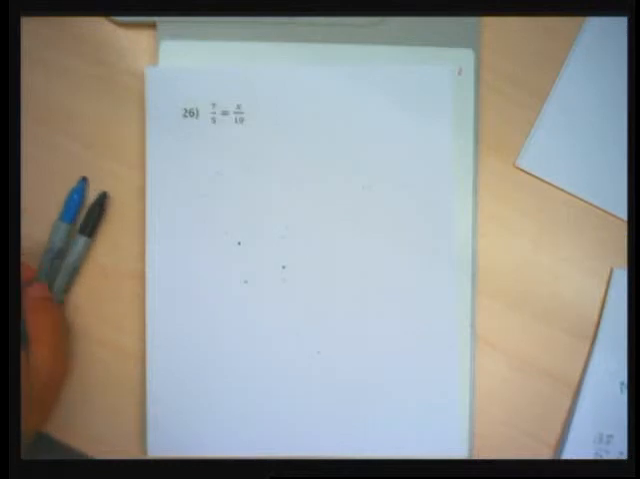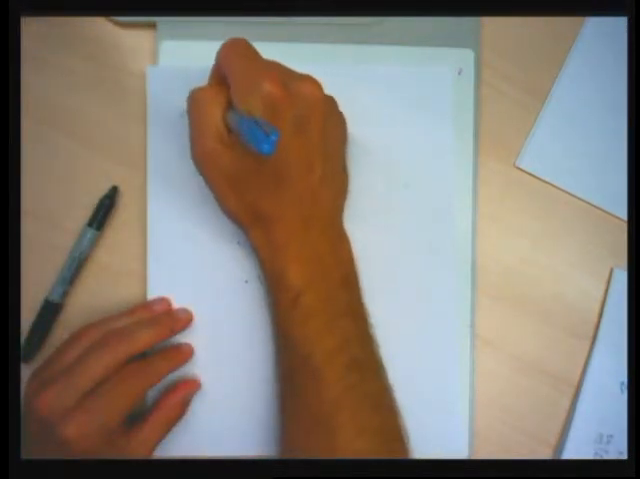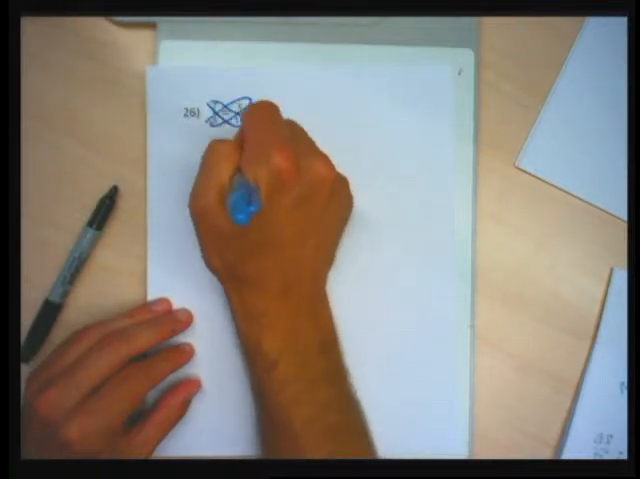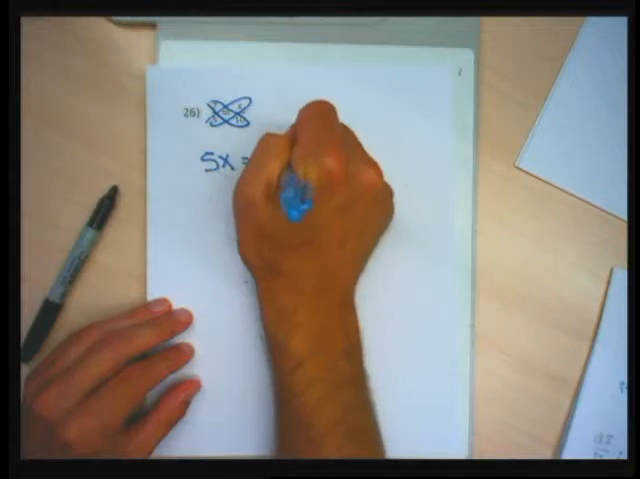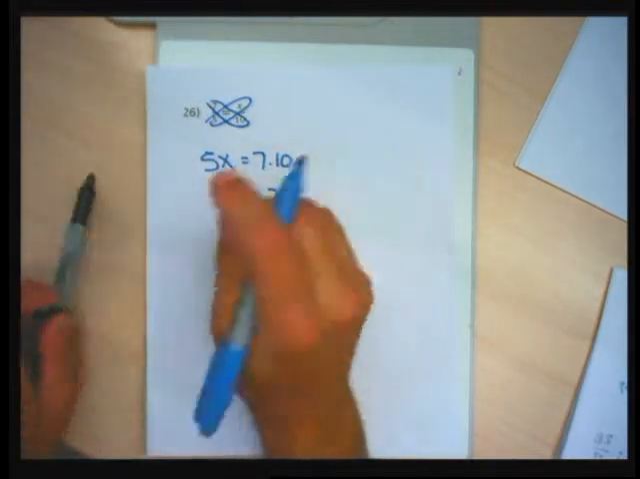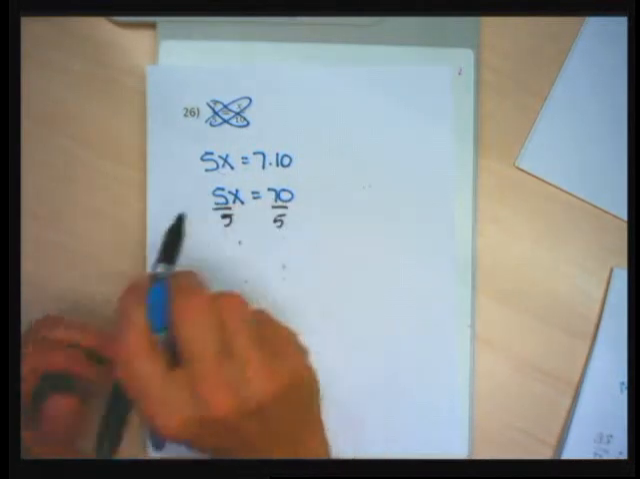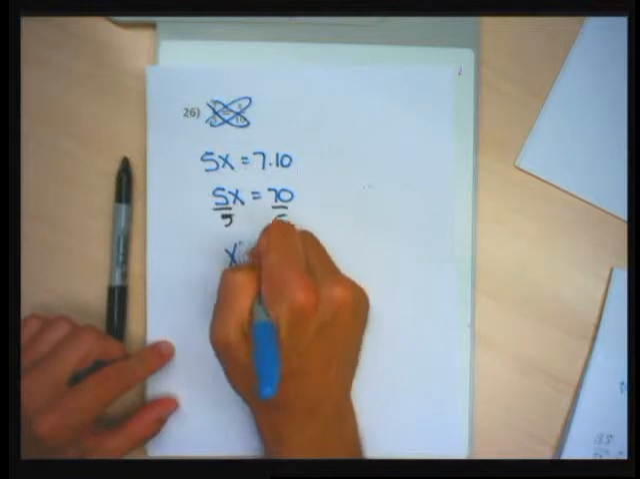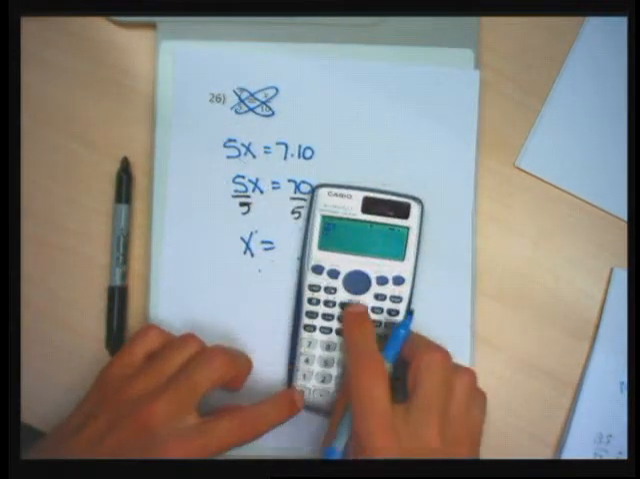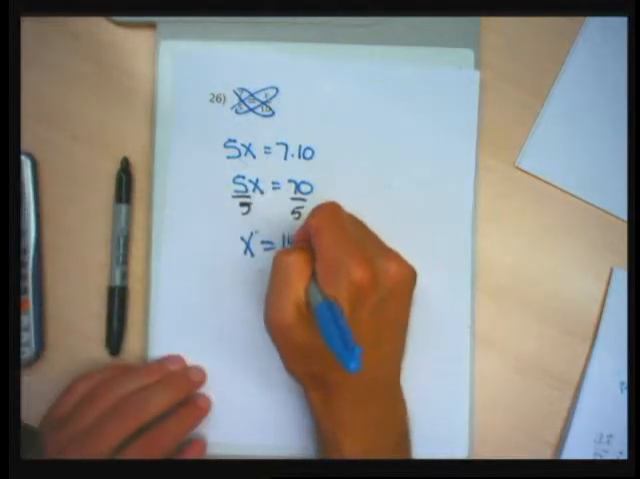Same thing with 26. I'm going to cross multiply down and up. The up, I'm going to have a 5 times x. The down, I'm going to have a 7 times 10. So I get 5x equals 70. I'm going to divide both sides by 5. If you can divide 70 by 5 in your head, you can, or use your calculator to get it, which I believe is 14. But I can go 70 over 5 and get my answer of 14.